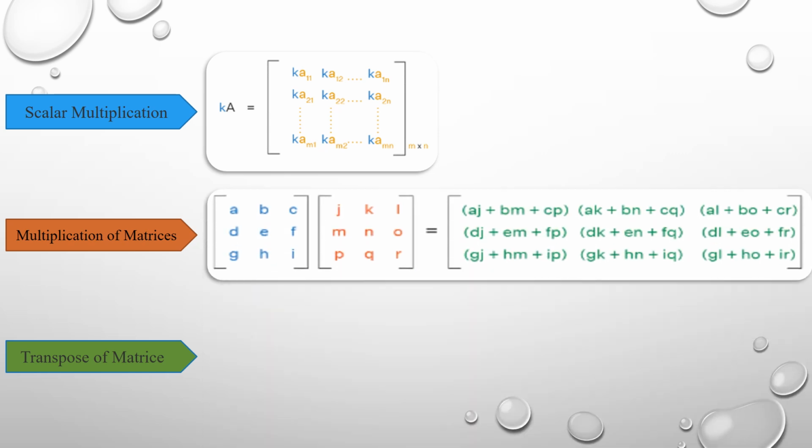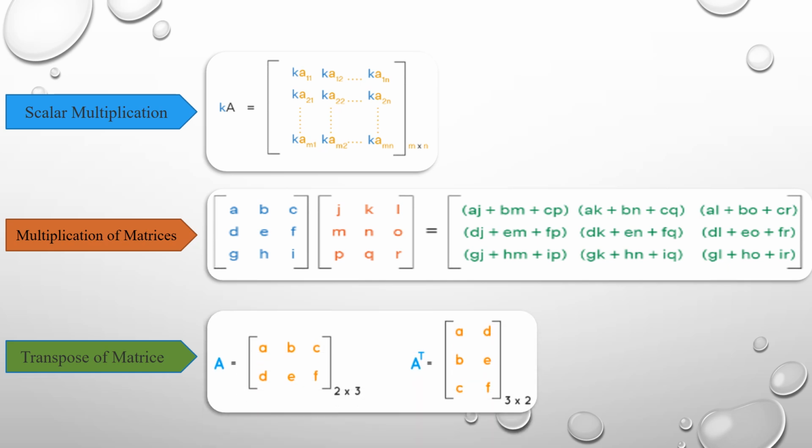Multiplication of matrices. In the case of matrix multiplication, we must first ensure that the number of columns in the first matrix is equal to the number of rows in the second matrix. Then, the matrix product is computed by taking the dot product of the rows of the first matrix with the columns of the second one. Transpose of a matrix, flipping a matrix over its diagonal, turning its rows into columns and vice versa.